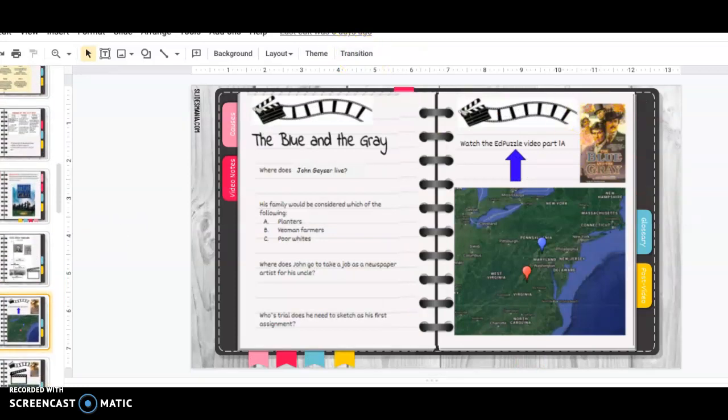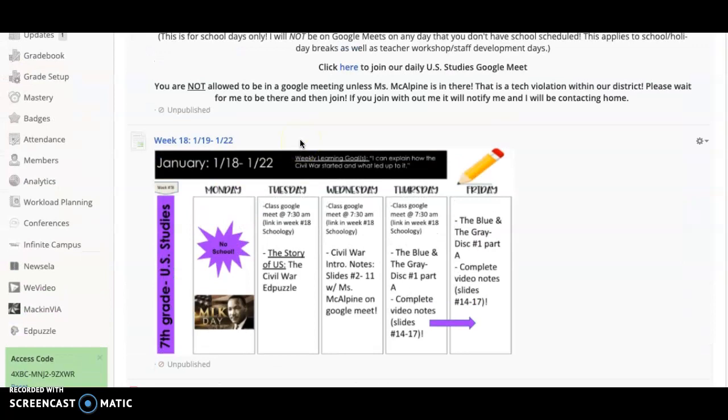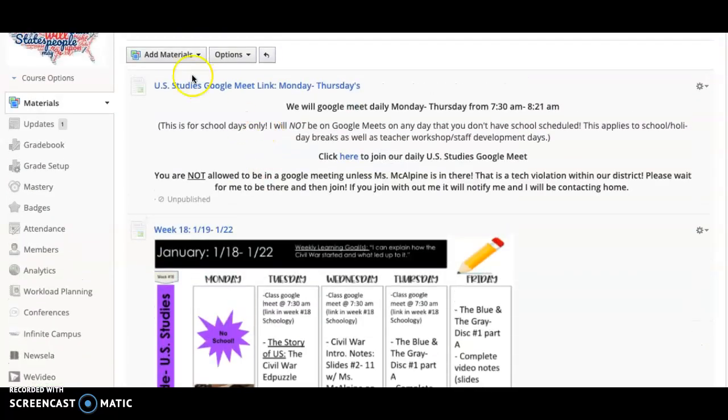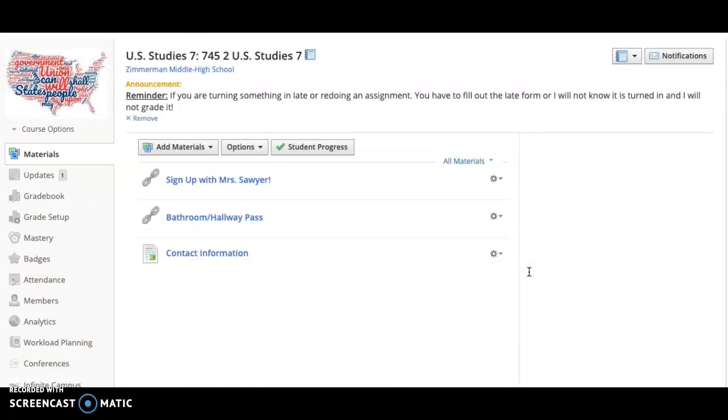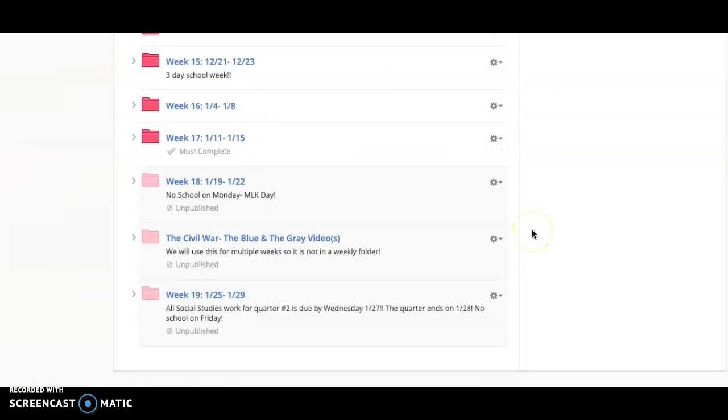In Schoology, you'll notice that The Blue and the Gray videos are not in a weekly folder, so they're not in week 18. They're actually in their own folder. The reason I did this is because we're going to use this over multiple weeks. You'll see it right here, underneath week 18, but we're also going to use this for week 19 and for week 20. So that's why I didn't put it in a weekly folder. I left it out in its own folder so you could see it easily.